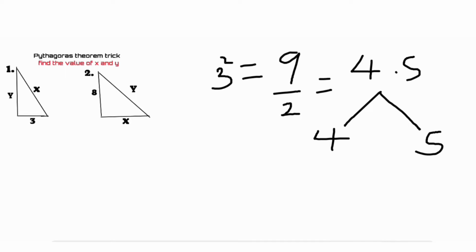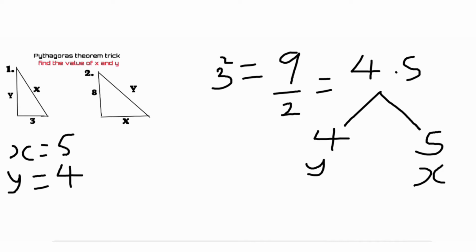Looking at the hypotenuse, x is in the hypotenuse, so our x is 5. And our y is in the opposite, so it is 4. So in that case, our x is 5 and our y is 4. Now let us see how to do this other one.